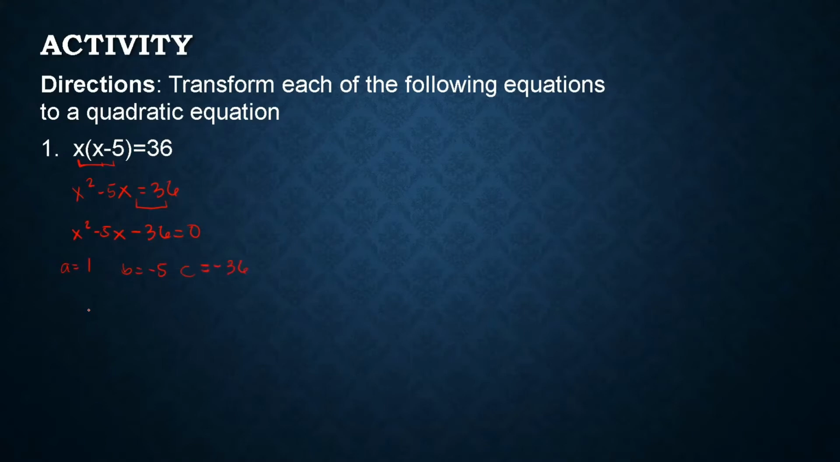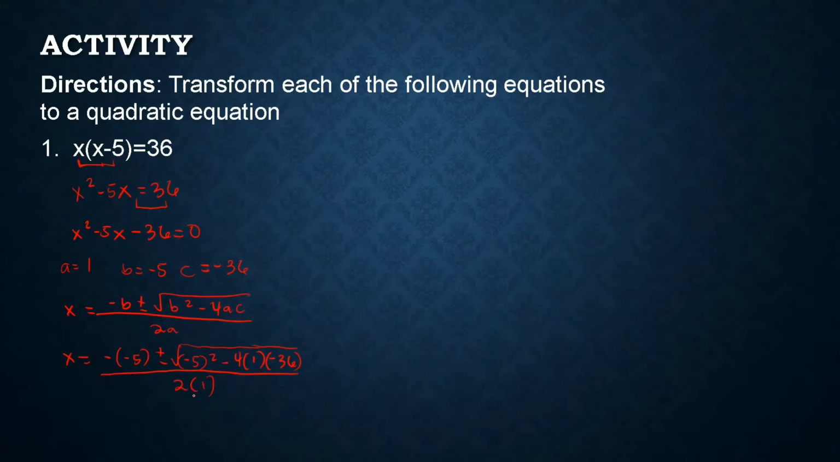Then let's use the quadratic formula. x is equal to negative b, plus minus the square root of b squared minus 4ac, over 2a. Then substitute it. x is equal to negative times negative 5, plus minus the square root of negative 5 squared minus 4 times 1 times negative 36, and then over 2 times 1. Then let's proceed to simplify.